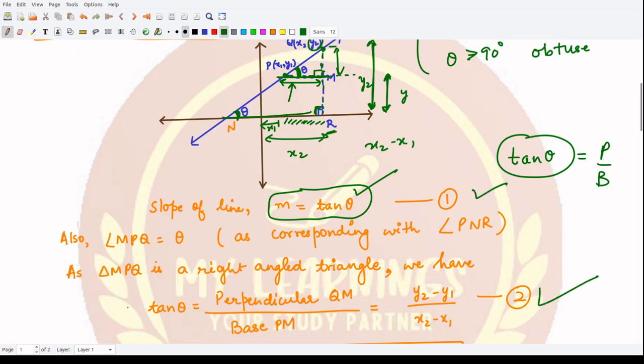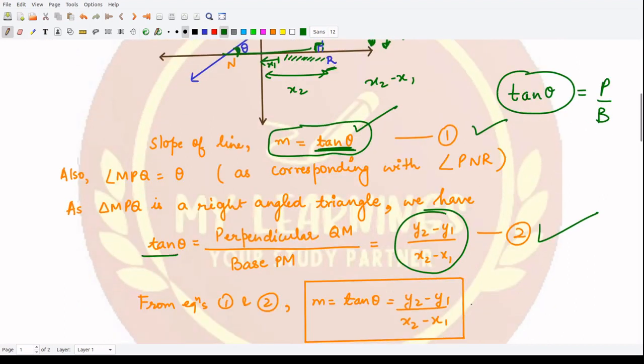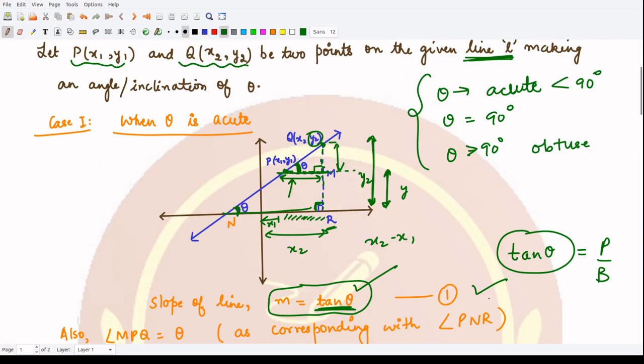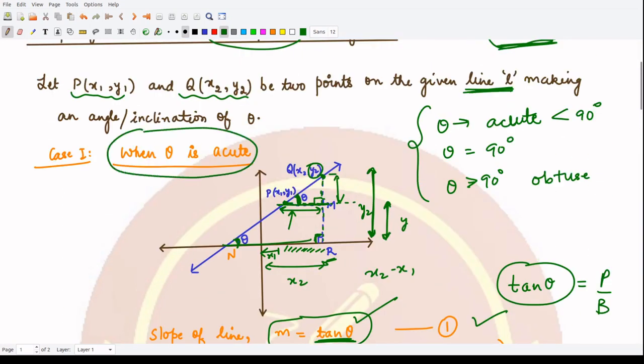Now you can see in equation 2 and equation 1 we have the value of tan theta, which is y2 minus y1 divided by x2 minus x1. So we can equate the two values and hence we obtain the value of the slope, which is y2 minus y1 divided by x2 minus x1. This you have to remember. Correct? This is for the first case when your angle is acute.